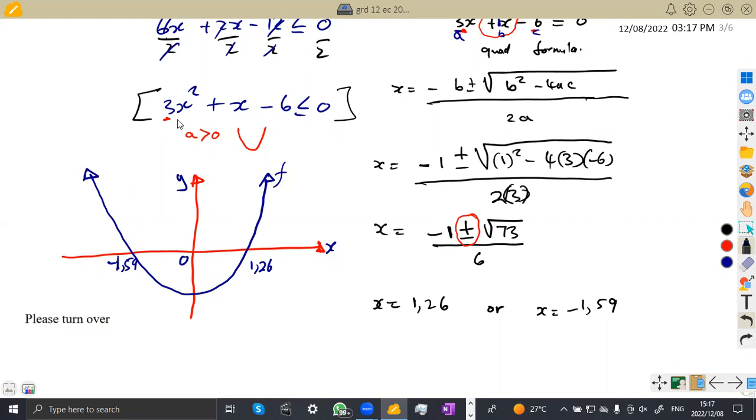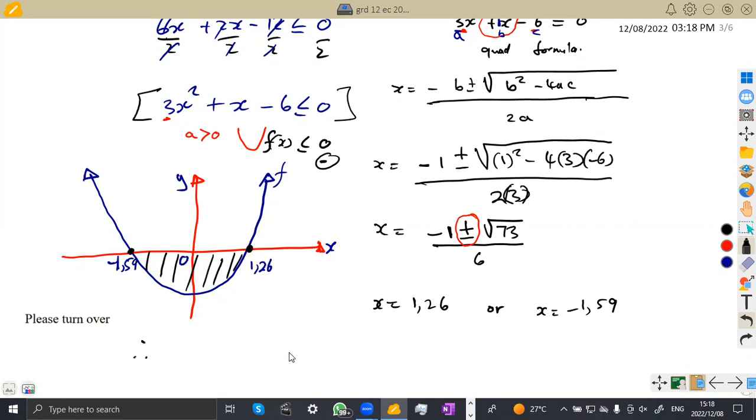Because when we are referring to 3x squared plus x minus 6 is less than or equal to 0, we are simply referring to f of x less or equal to 0. And our f is less or equal to 0 when it is below the x-axis. That's a negative, less than 0. So below the x-axis at these points, that is where we are going to have our solution. So as we can see, our solution is bound between negative 1,59 and 1,26.